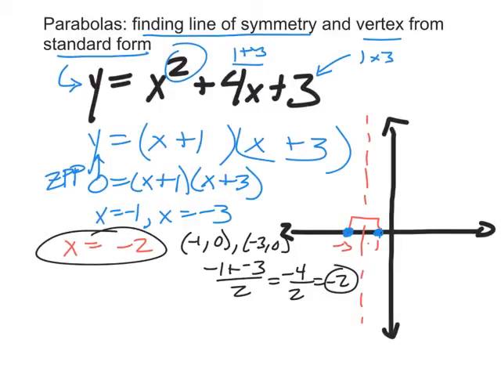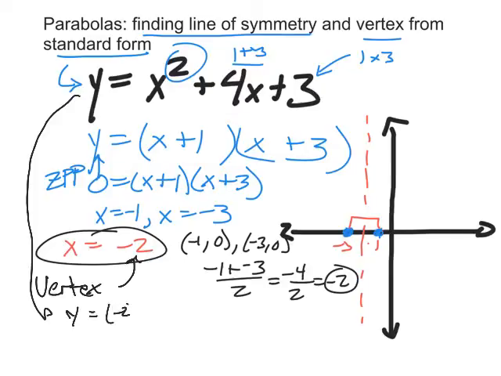Knowing that x equals negative 2 is the x value for the line of symmetry, we can then find the vertex by letting x equal negative 2 in one of our two original equations. I'll do the standard form equation first. If I put in negative 2, I get negative 2 squared plus 4 times negative 2 plus 3. If I square negative 2, I get 4. I'll do my multiplication next, negative 8. And I add those three together. 4 plus negative 8 is negative 4. I add 3, I get negative 1.